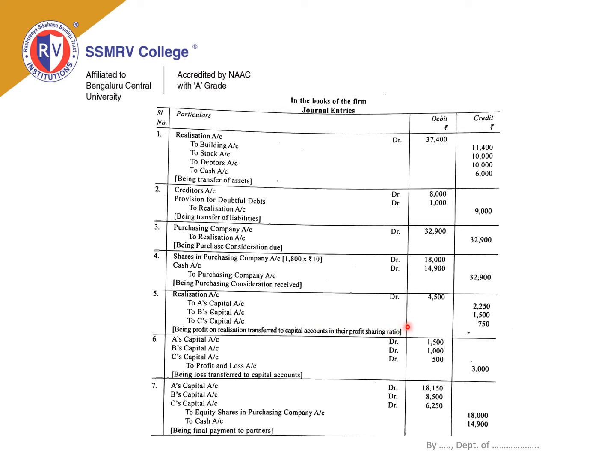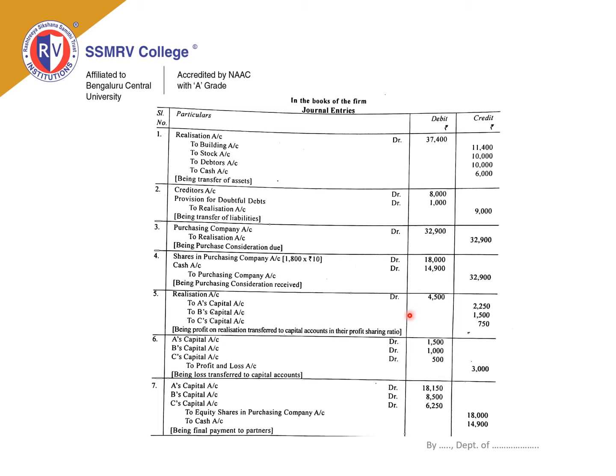So the entry is realization account debtor 4,500 to A's capital account 2,250, B's capital account 1,500, and C's capital account 750. Now just in case in your exam, if you are asked to pass only the journal entries, then you will have to fill in these amounts about the realization profit or loss only after preparing a rough realization account.